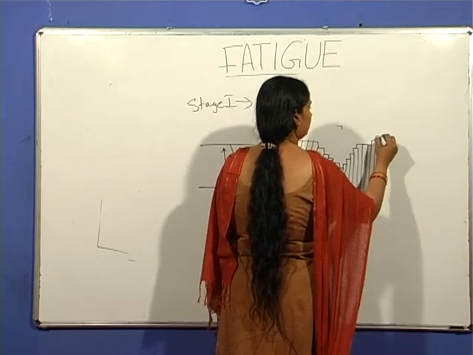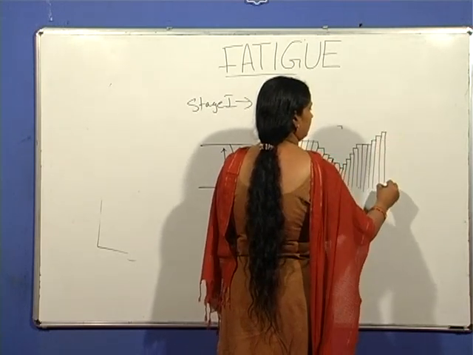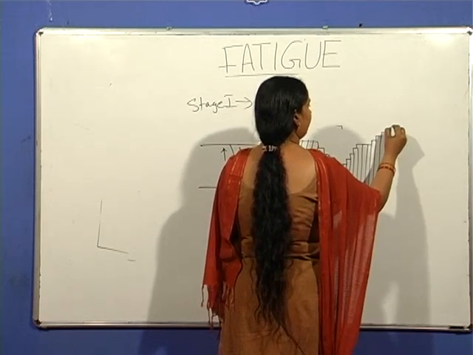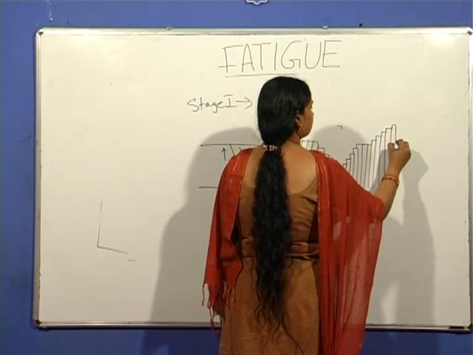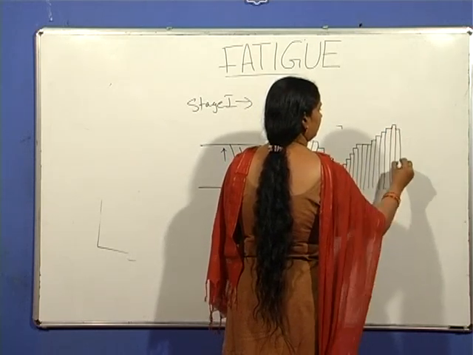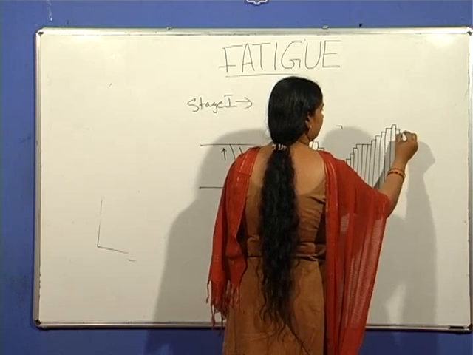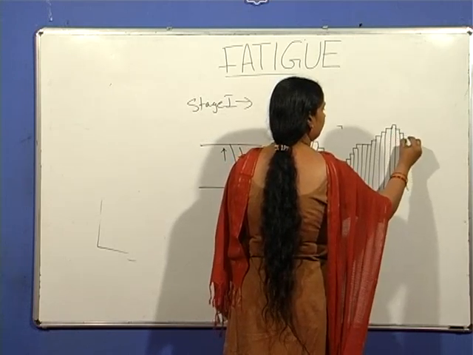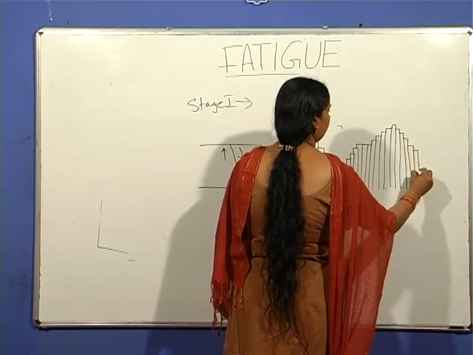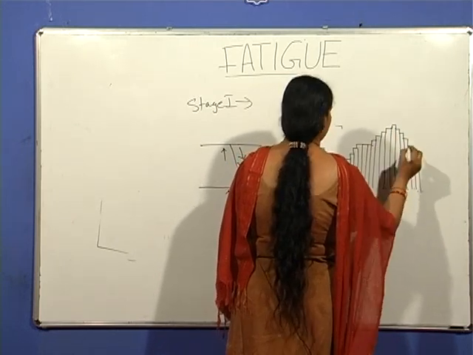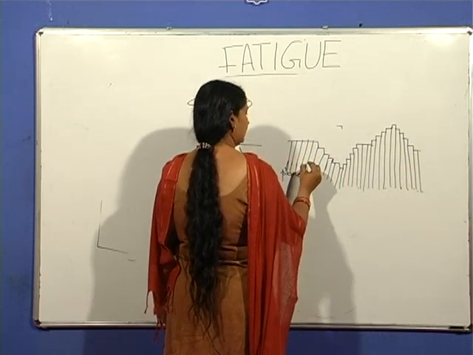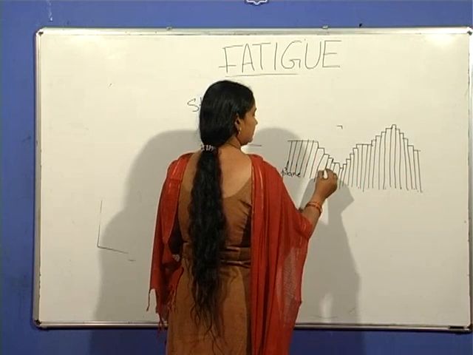So this is a figure which shows the slip band intrusions and extrusions, where the crack initiates, even though there are no notches or surface defects present. Still there is a possibility for the crack to initiate at the persistent slip bands.